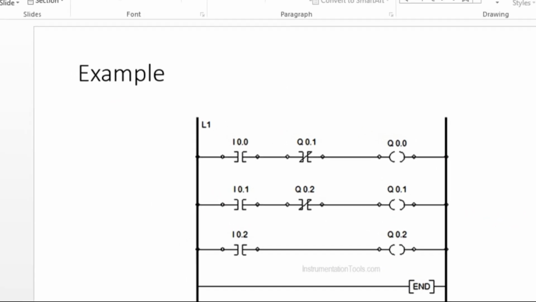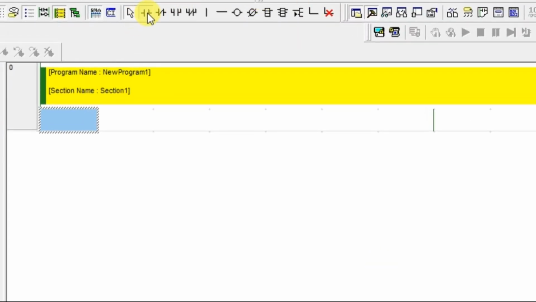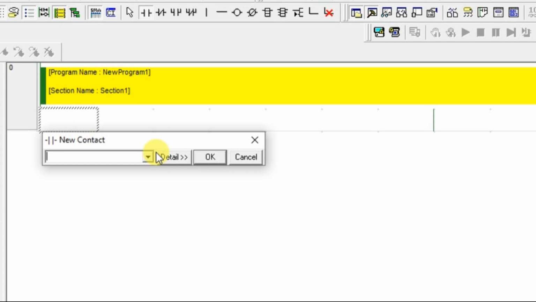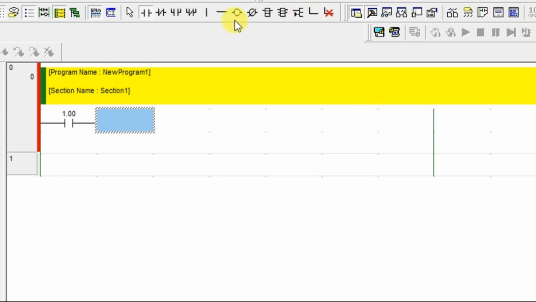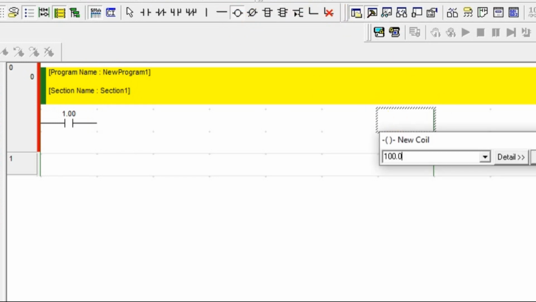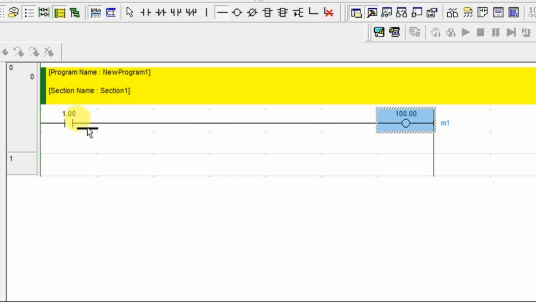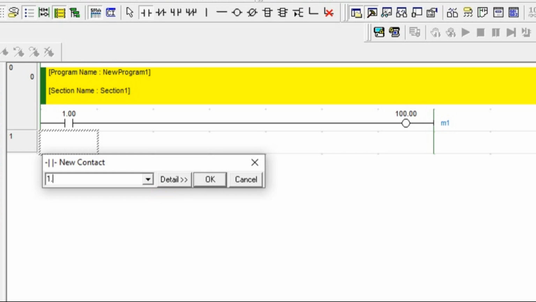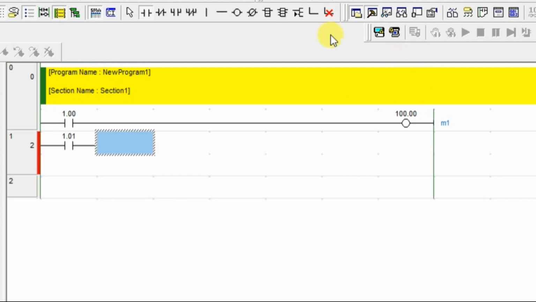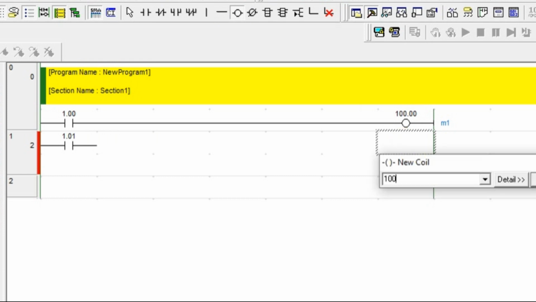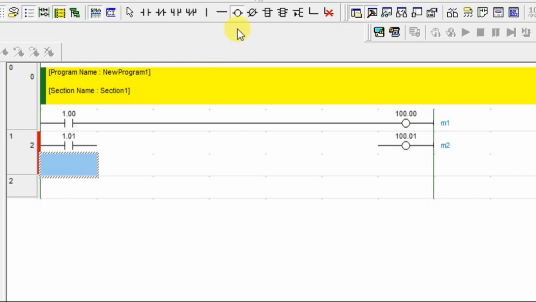Let's write one small example in CX-Programmer. You have two inputs. I'll name this input 1.00 as switch 1, and we have an output here, which I'm naming motor 1. Connect these two. Whenever you turn on switch 1, the output should be in on condition. Let's take one more input, 1.01, name that switch 2, and connect one output here, 100.01, which is M2. So, two motors, two switches.